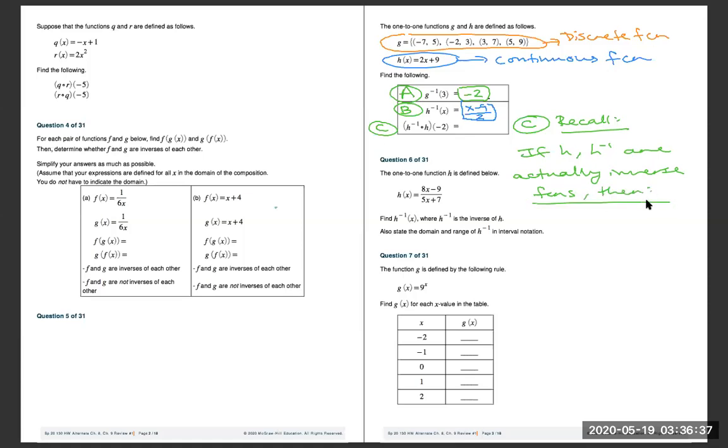Then h composite h inverse of x will be equal to x, and h inverse composite h of x will be equal to x. So h inverse composite h of x should be equal to x. Same number. Otherwise, you have to plug it in and find the composite, and that's a lot more work.